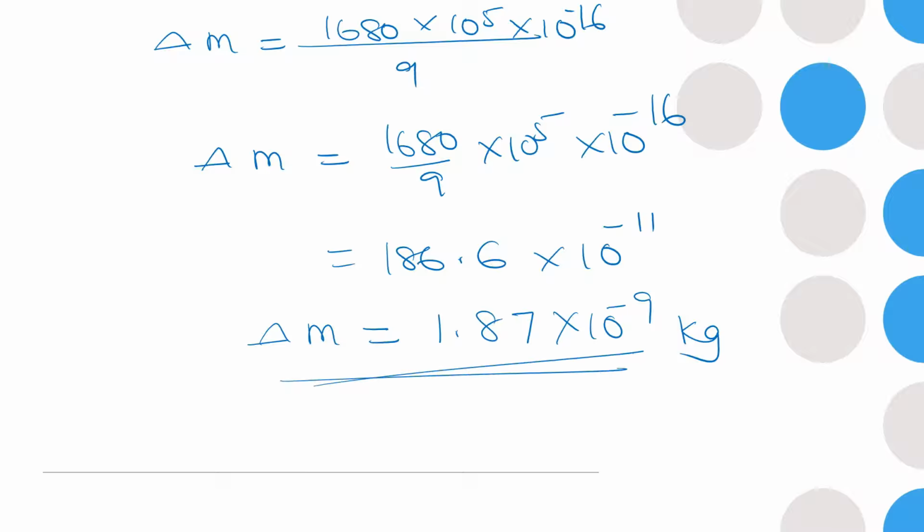Okay. So the required mass Δm is equal to 1.87 into 10 to the power of minus 9 kilogram.